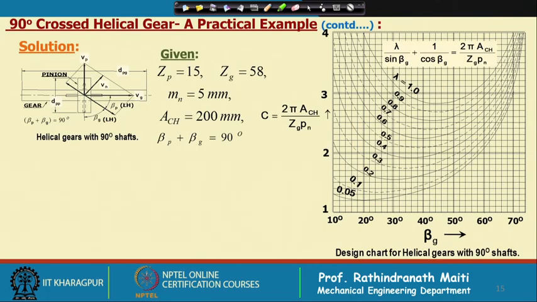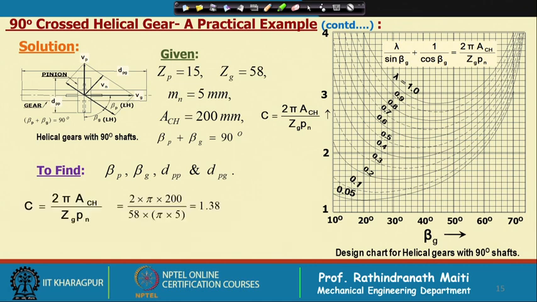Now, we first calculate the required parameters. Say, given parameters are teeth number of pinion is 15, teeth number of gear is 58, module is 5 millimeter, center distance is 200 millimeter, and beta p plus beta g, that summation of helix angles, is equal to 90 degree. And we have to find out the helix angles as well as pitch circle diameters.